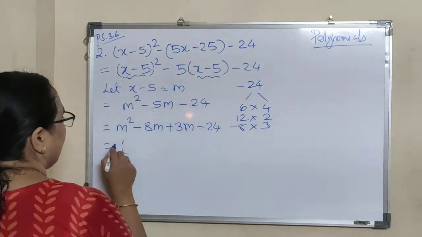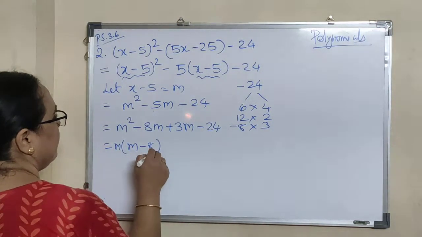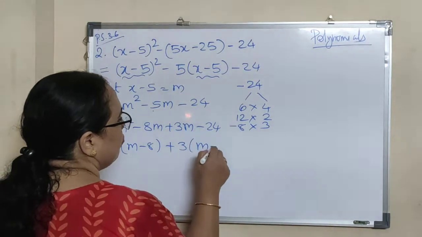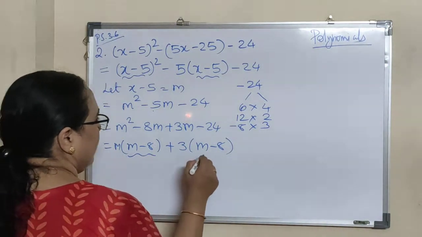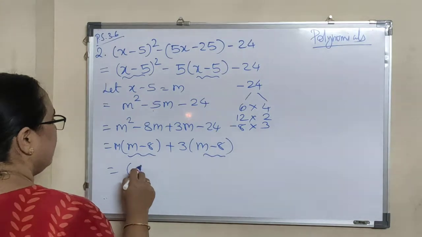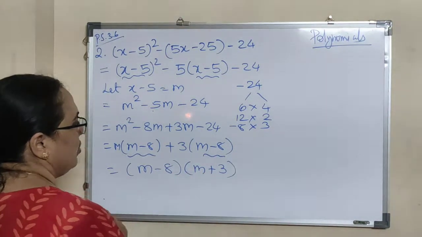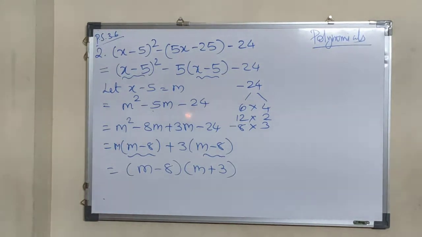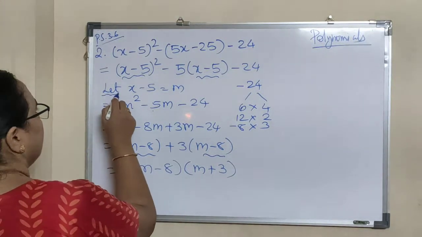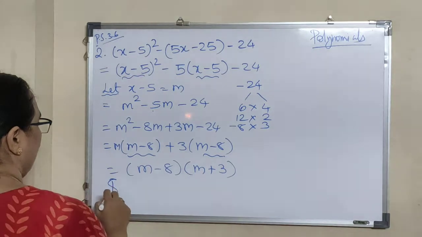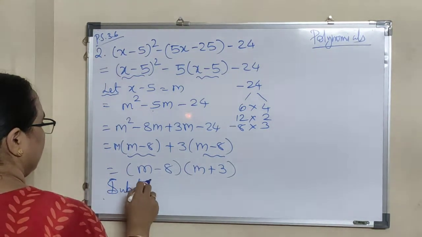That is m is common now. M minus 8, 3 is common here, so m minus 8. M minus 8 is common. What are we left with? M plus 3. So what do we do again? We reverse it.